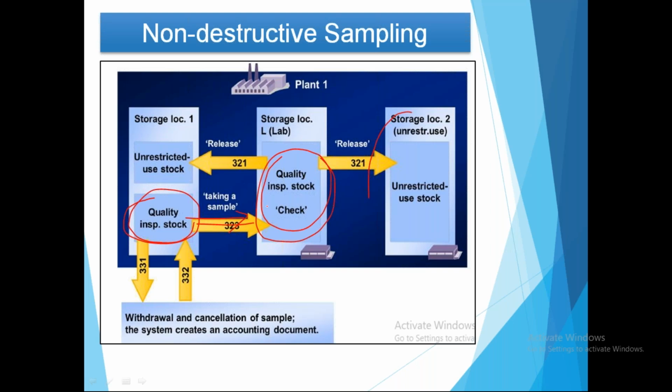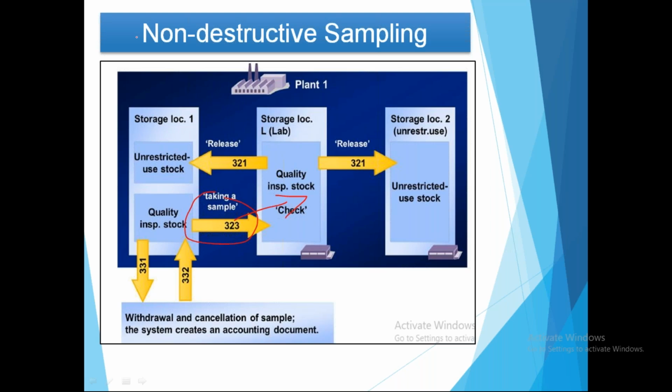Take the sample, and once the quality inspection is done, you will move it back to unrestricted use after release. The remaining stock you will move to the other storage location, and then you will move it back. That's what you will do. With withdrawal and cancellation of the sample, the system creates an accounting document. So the sample quantity you will move to an intermediate storage location.